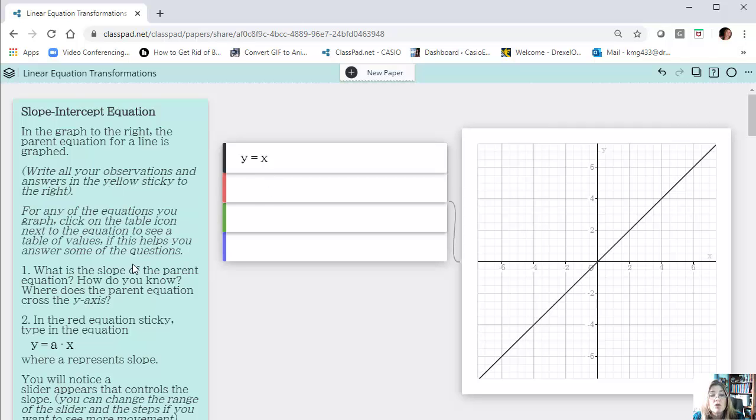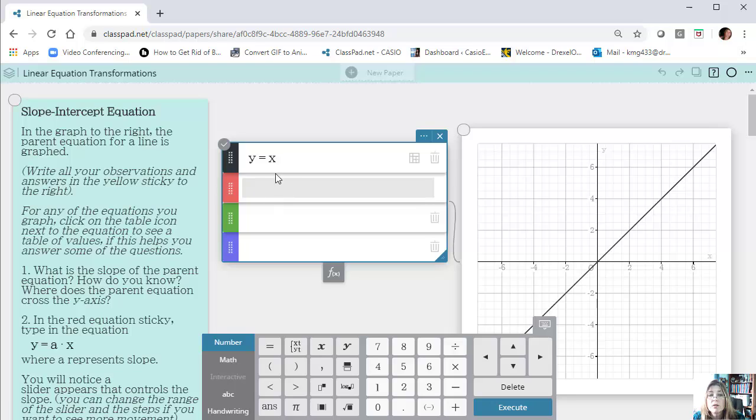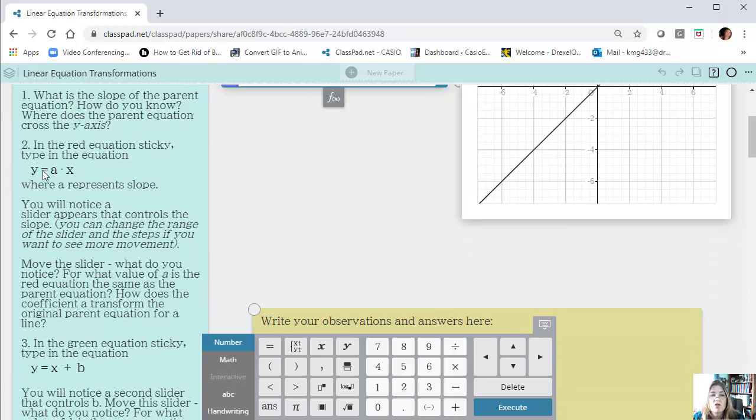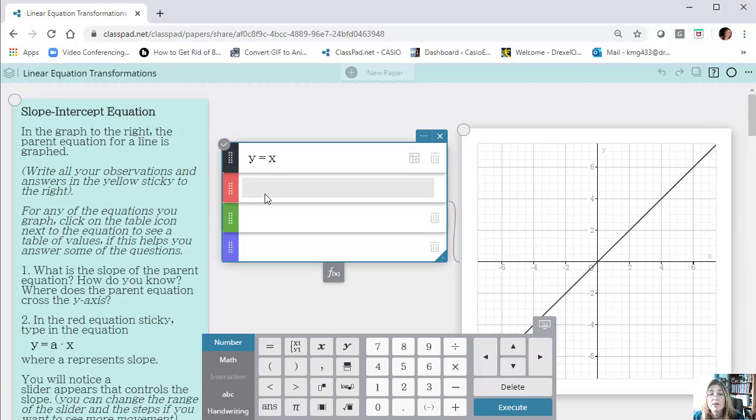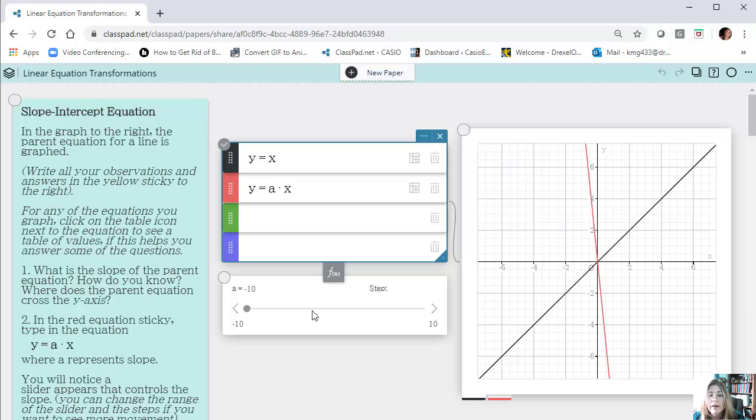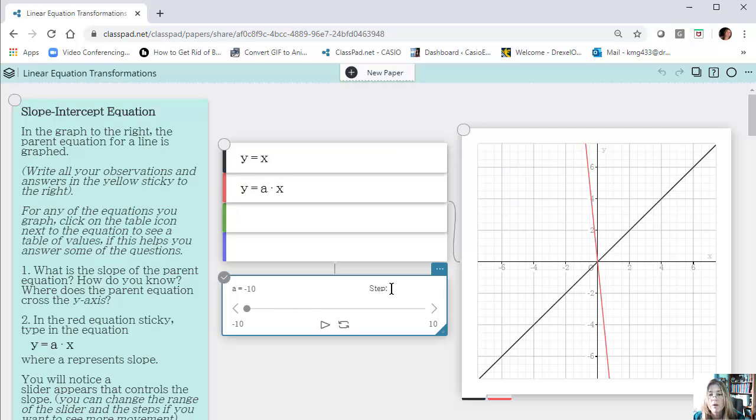So basically what they're going to do is kind of explore adding in coefficients. How does that change the parent function? How does that transform? So you'll see there's some directions here. So first they're going to graph the equation y equals ax, and that's going to create a slider. So let me just do that a little bit right here. Whoops, a times x. What that does is create a slider here, and maybe I want to change the step a little bit. And they can then explore what happens as I move the slider.